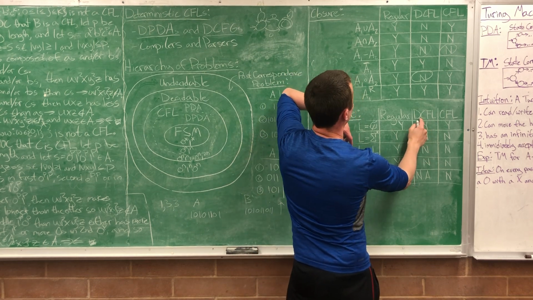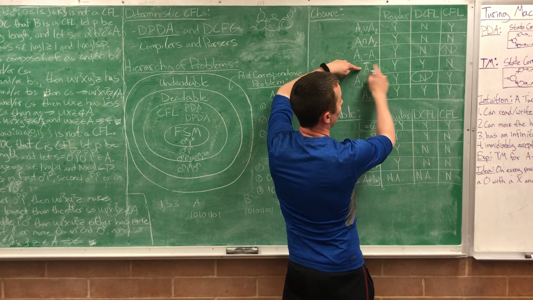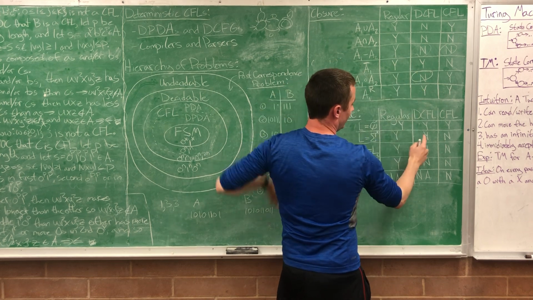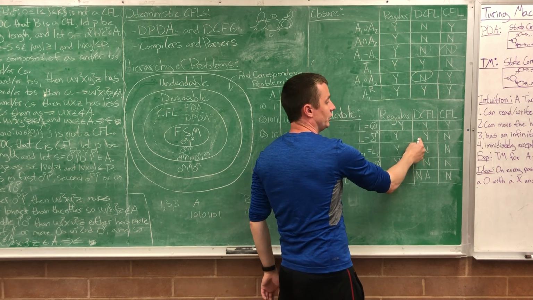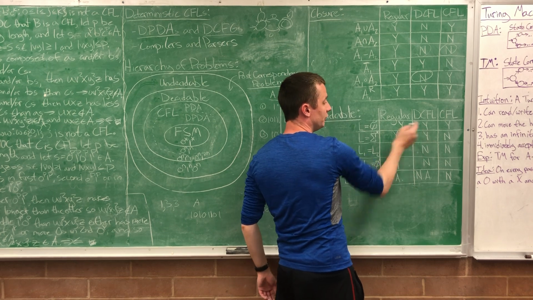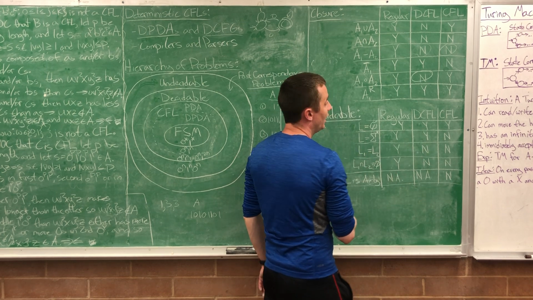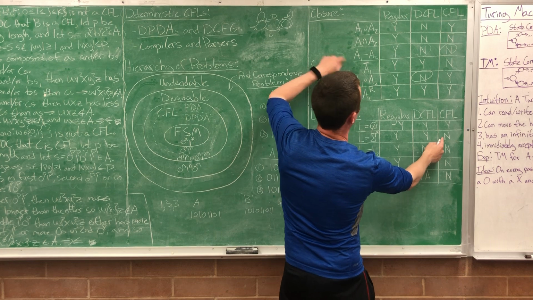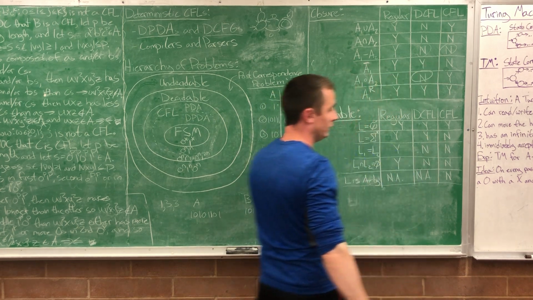Since deterministic context-free languages are closed under complement, how do we know if a deterministic context-free language generates everything? Take its complement, see if it generates nothing. And then this one's a no. The reason it's a no is because it's not closed under complement.